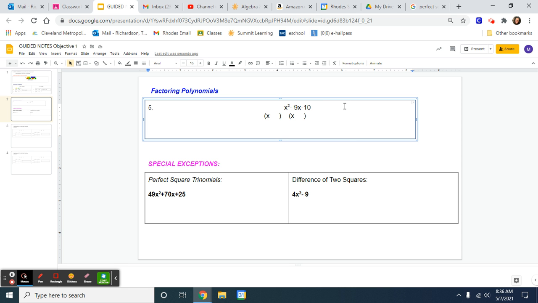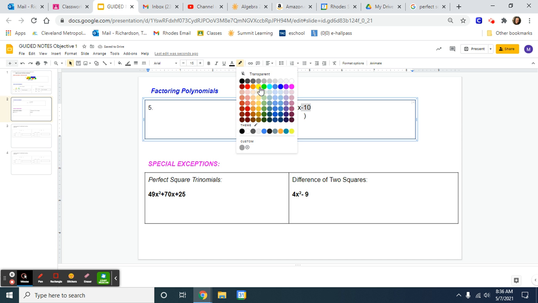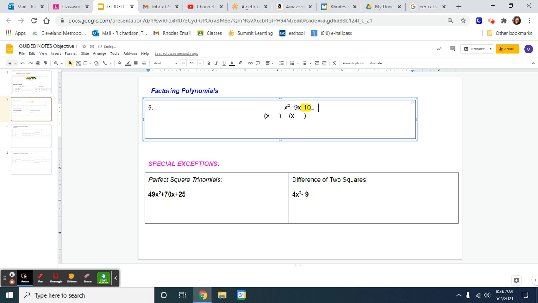Let's think about the negative 10 first. What numbers can we multiply to get a negative 10? Well, there's 1 and negative 10, right? You can multiply those to get negative 10. Let's check. If you add these up, would that get you a negative 9? 1 plus negative 10, yeah, that equals negative 9, right? This is an easy problem because that worked out.